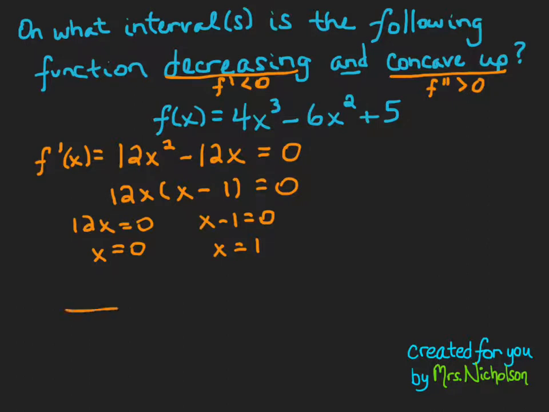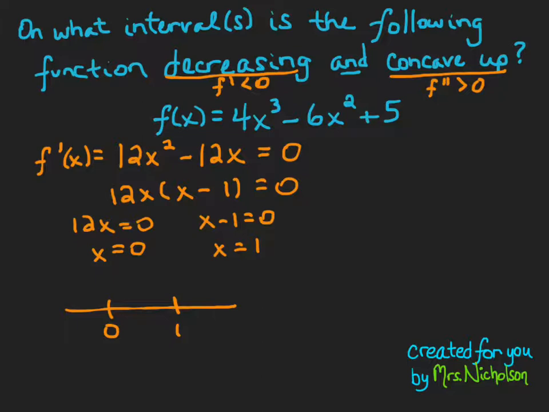So at this point, what I'm going to do is draw a little number line, and I'm going to mark off 0 and I'm going to mark off 1. If those are the only places that my derivative equals 0, then on either side of these numbers, my derivative should either be positive or negative.